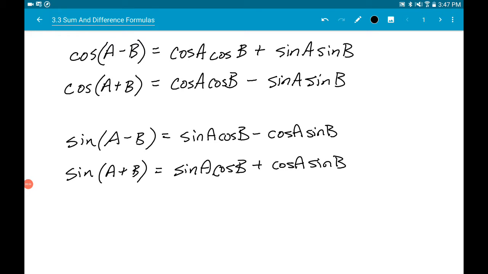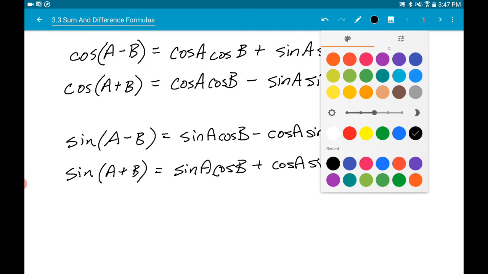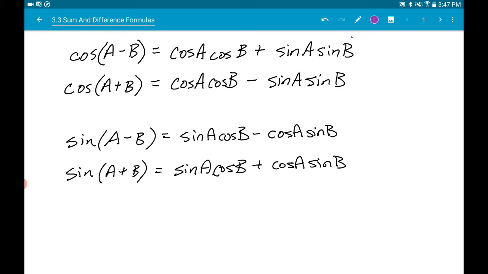I got some new formulas that are called the sum and difference formulas involving cosine and sine. And here they are in front of you. They're also on the cheat sheet. You've got a couple different ones for cosine, whether you're taking the difference here or whether you're taking the sum. And same thing down here for sine. Again, they're all available on the cheat sheet.